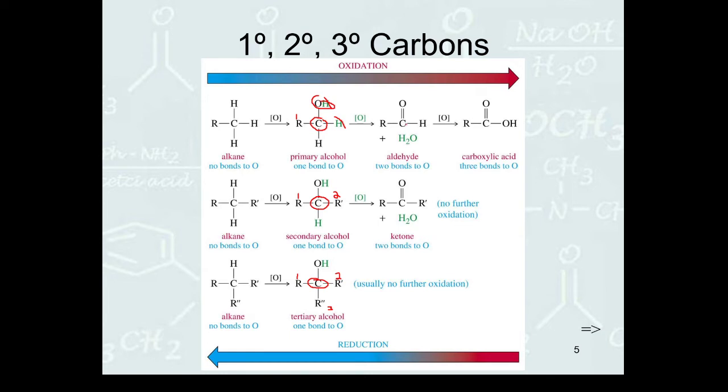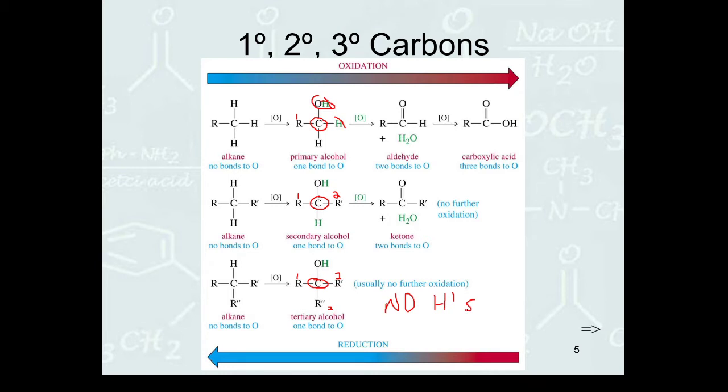So a primary alcohol will turn into an aldehyde, which will immediately turn into a carboxylic acid, depending on what your oxidizer is. A secondary alcohol will turn into a ketone. And a tertiary alcohol will not oxidize any further. Why? Because there are no hydrogens to remove. To be oxidized, I need to remove hydrogens or add oxygen. There are no hydrogens attached, so therefore I cannot be oxidized.